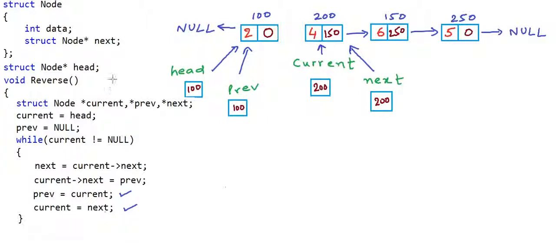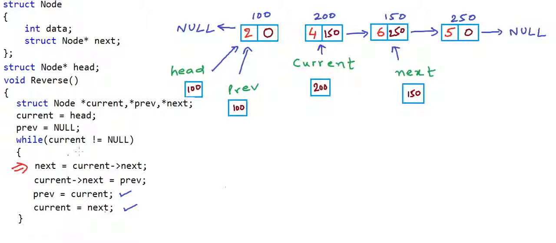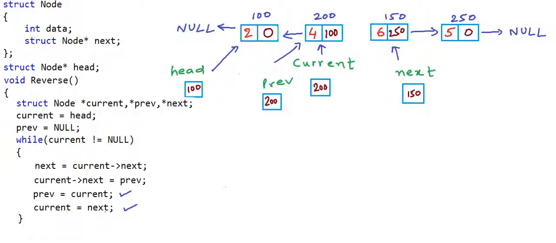If you see in the next iteration, current is 200, it is not equal to null. Null is 0. So we will go to this particular statement, next is equal to current dot next. So next will now store the address 150, and now we will say current dot next is equal to previous. So we will cut this link. Previous is 100 right now, so we will set 100 here. So basically we will build this particular link, and then we will first move previous to current and then move current to next, and we will go on like this.